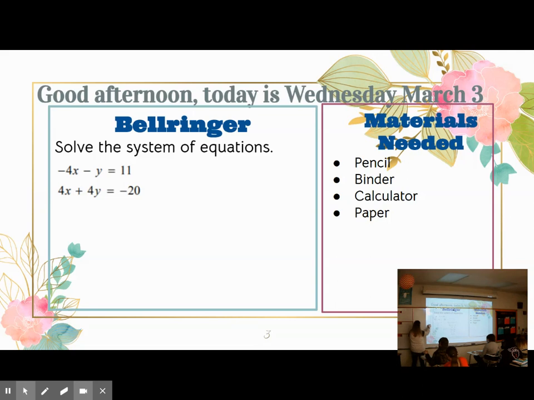Plug 2 back in for x. 3 times 2 plus 2y equals 4. 6 plus 2y equals 4. Subtract 6, 2y equals -2. Divided by 2, y equals -1. So it would be 2 comma -1.